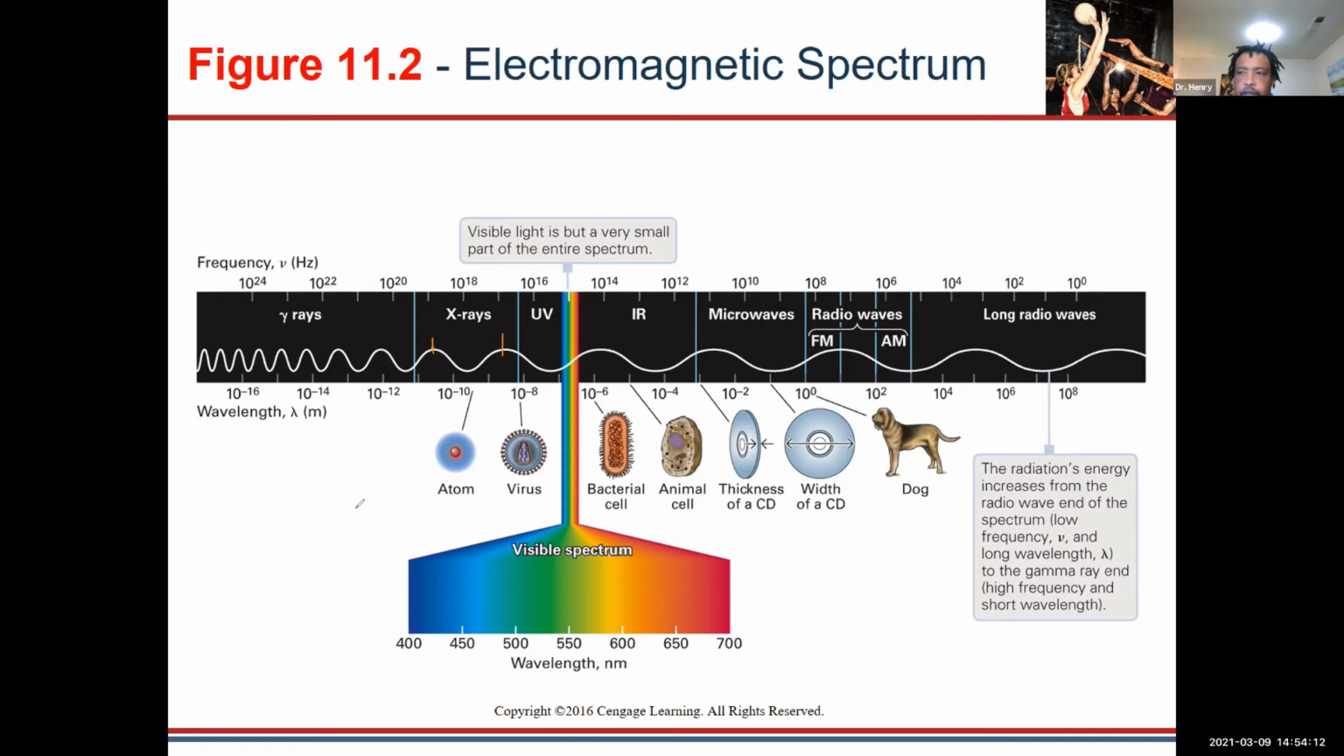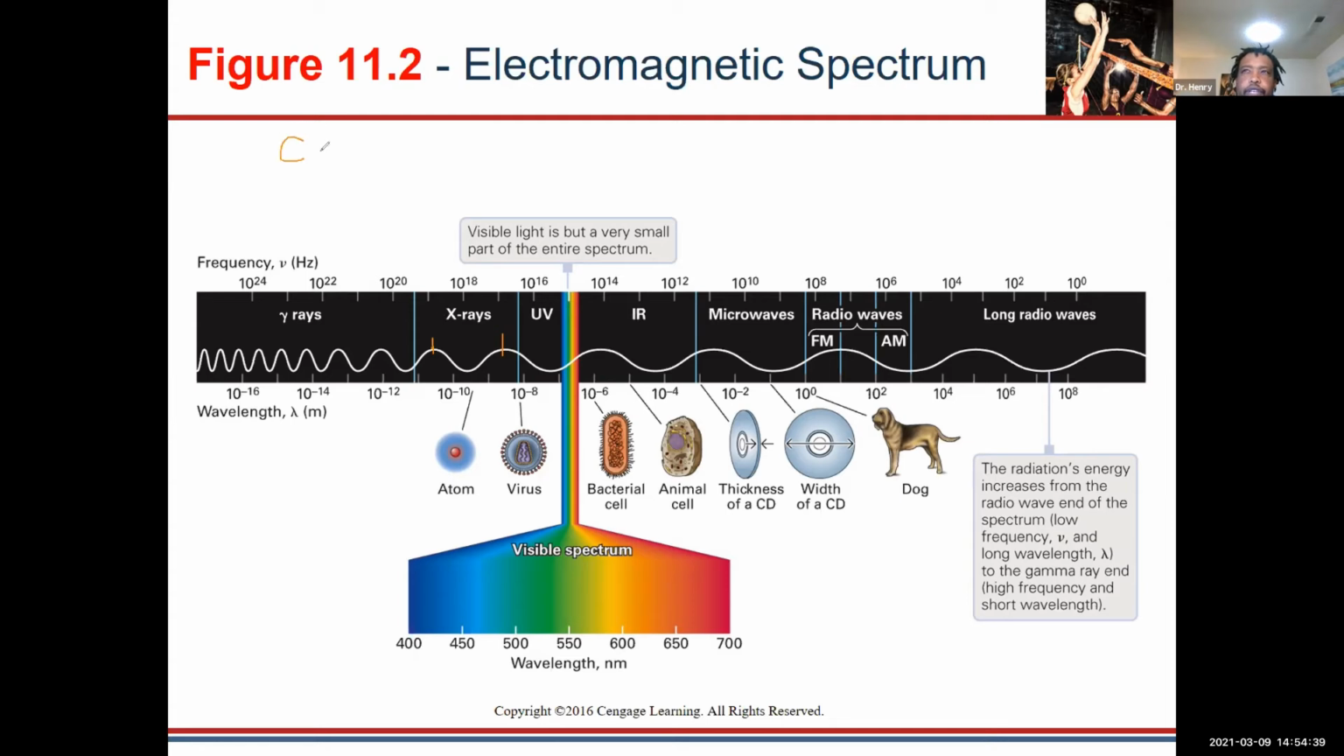So violet light is about 400 nanometers. Blue is about 450. Green is about 500 to 550. And then you have yellow, orange, and red. Far red is about 700.